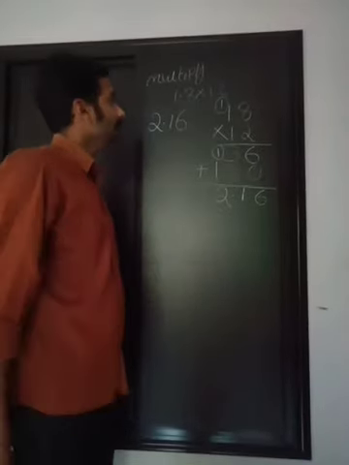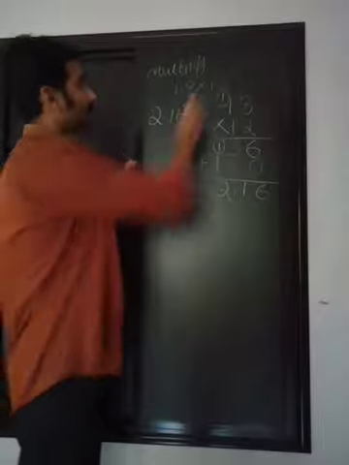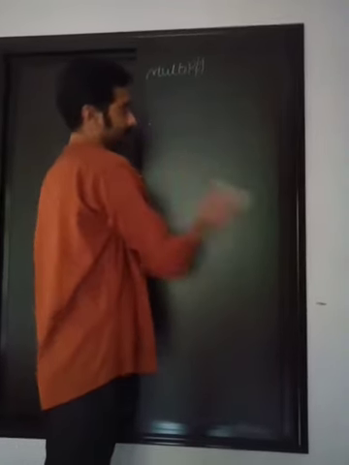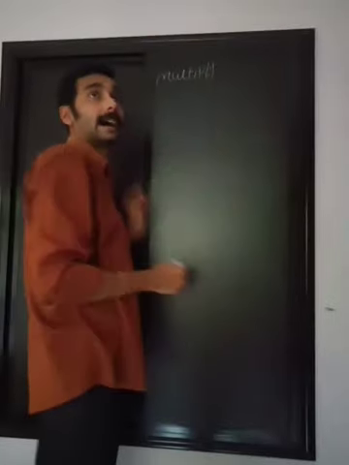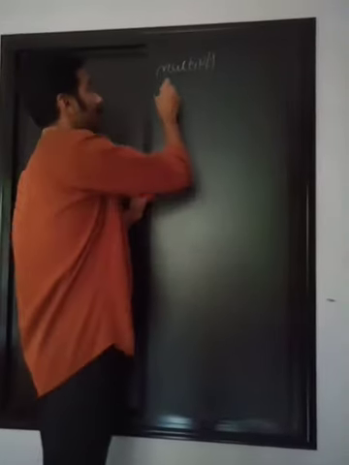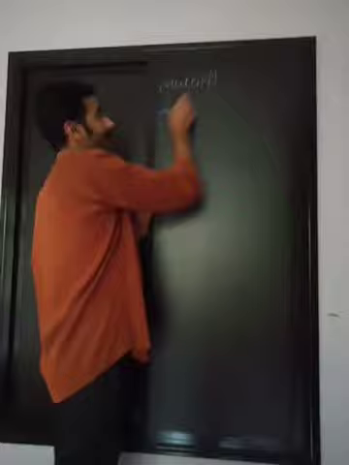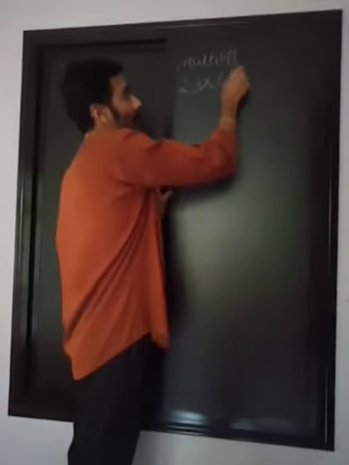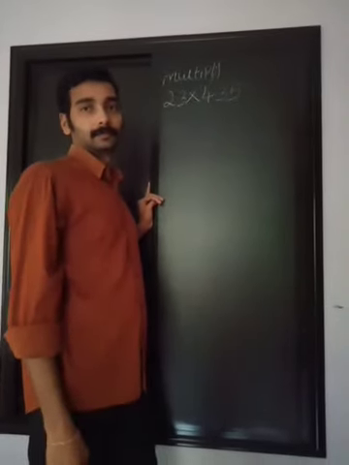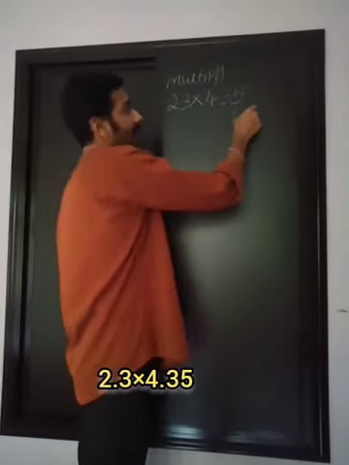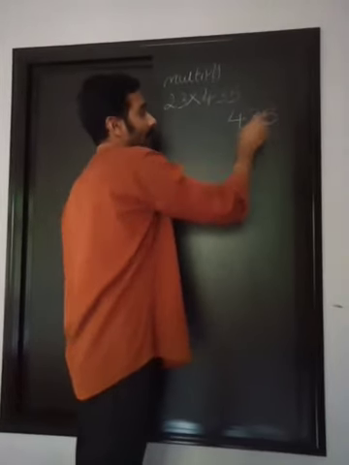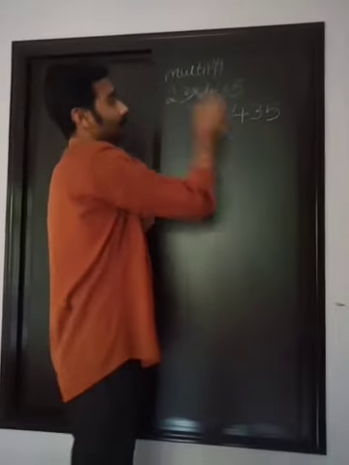Okay. Then we discuss another question. The question is 2.3 into 4.35. First we write the greater number, 435, into 23.